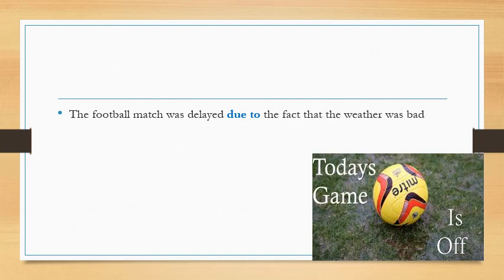So here after due to استعملنا the fact that, and after the fact that you can see that the structure of the sentence is the weather was bad, so the weather is subject, was is the verb, and bad is the object.